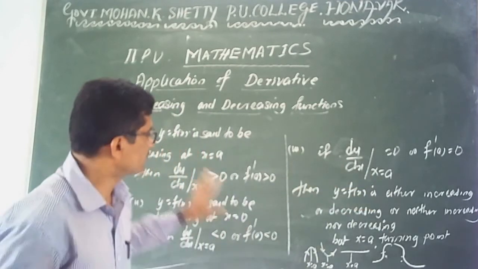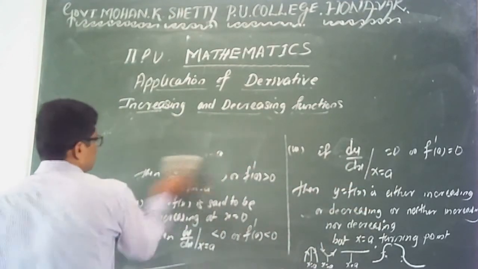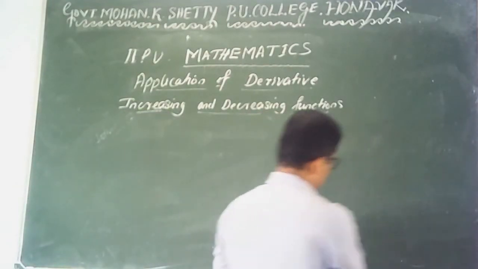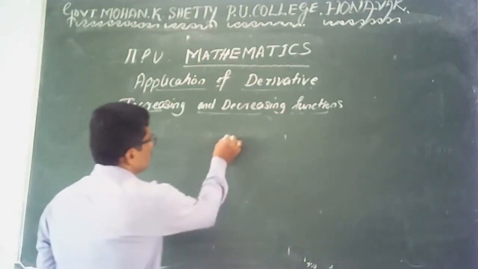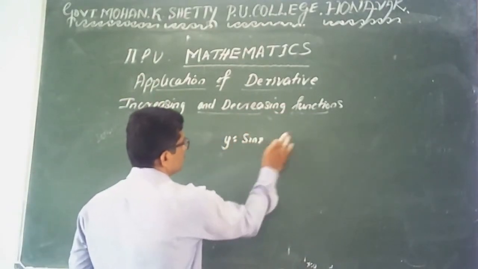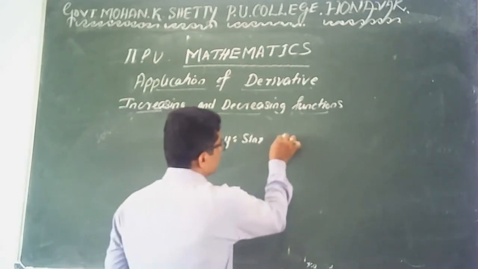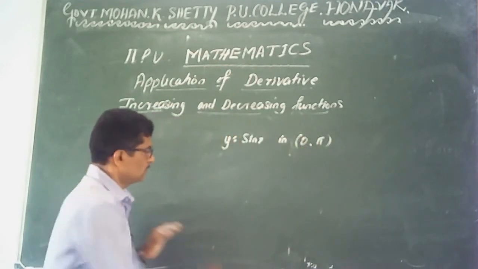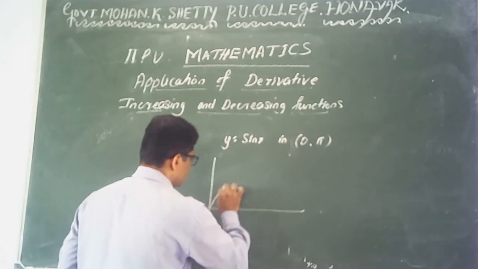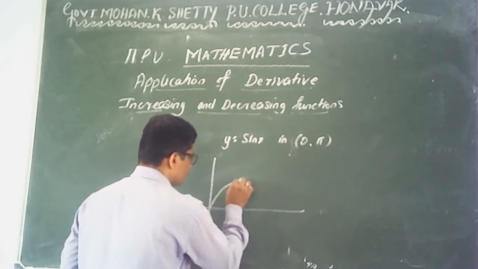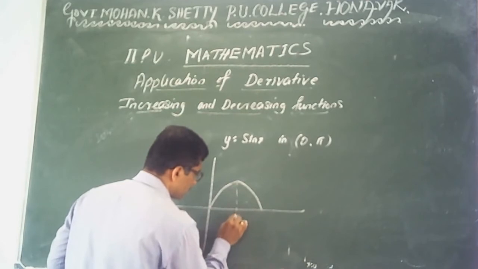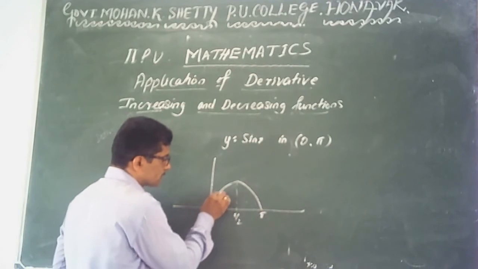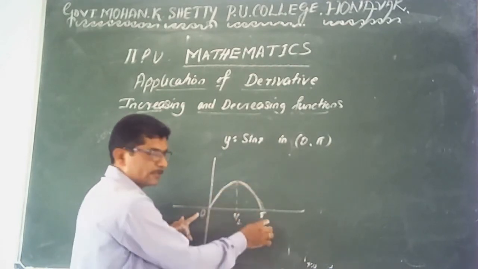Is it clear? This one is the definitions of the function is increasing or the function is decreasing. Just you can verify. One example, y is equal to sin x. Define in the interval 0 to pi. Already you know that this one is the curve sin x, at this point pi by 2, 0, pi. Clearly from the figure you can say that it is neither increasing nor decreasing in the interval 0 to pi.